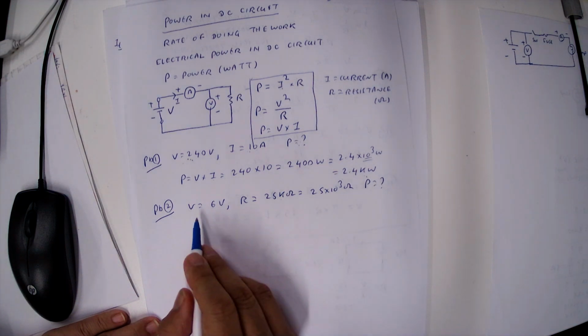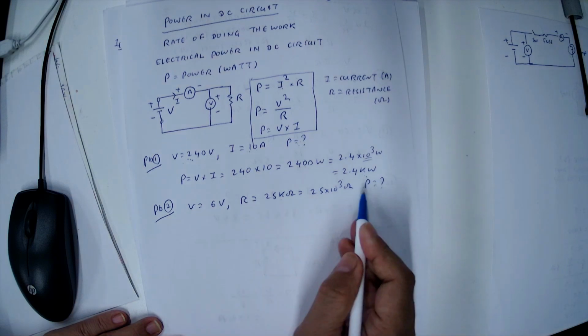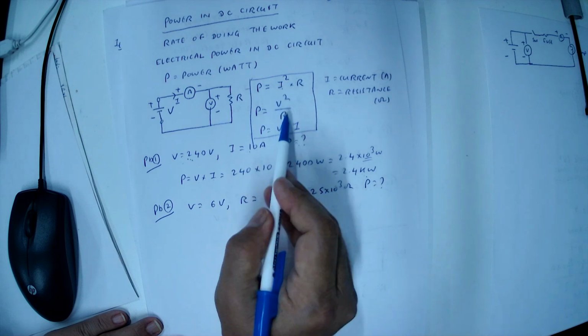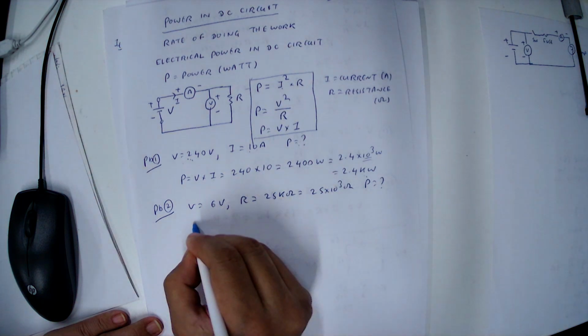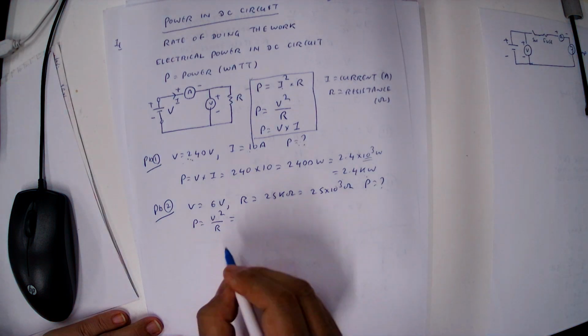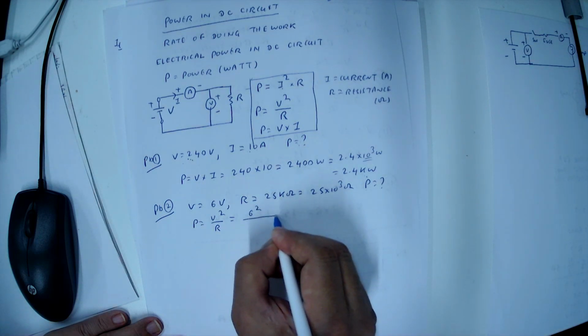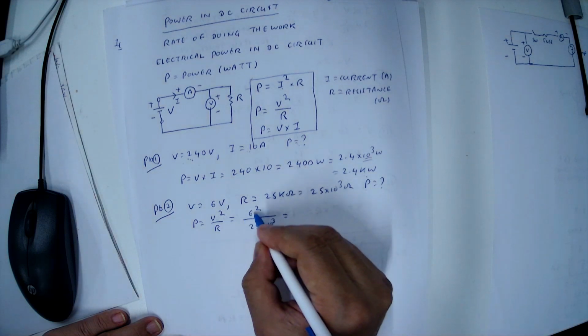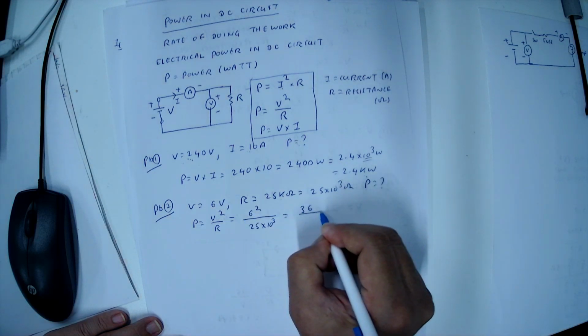So in this case, we know the voltage, we know the resistance, so we can calculate the power. The equation is P equal to V square divided by R. So P equal to voltage square divided by resistance. Voltage is 6 volts, so 6 square. Resistance is 25 into 10 power 3. So 6 square is 36 divided by 25.